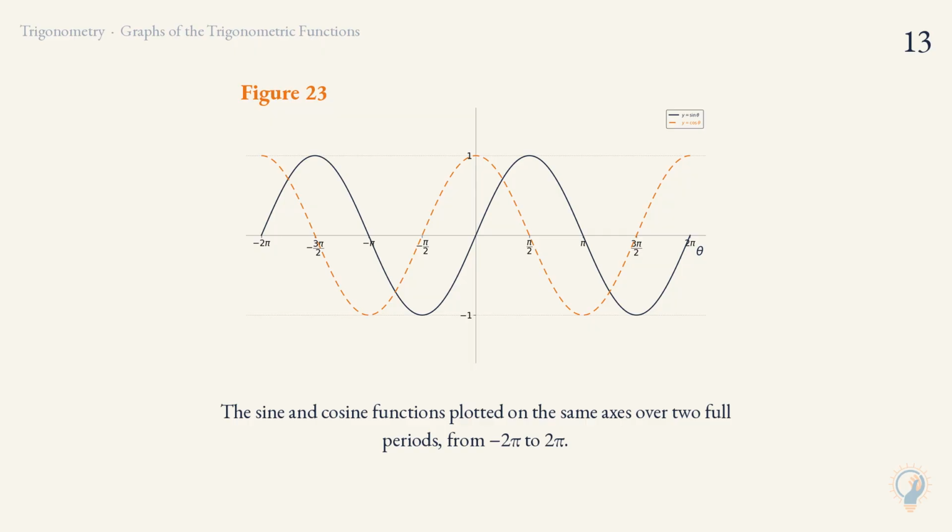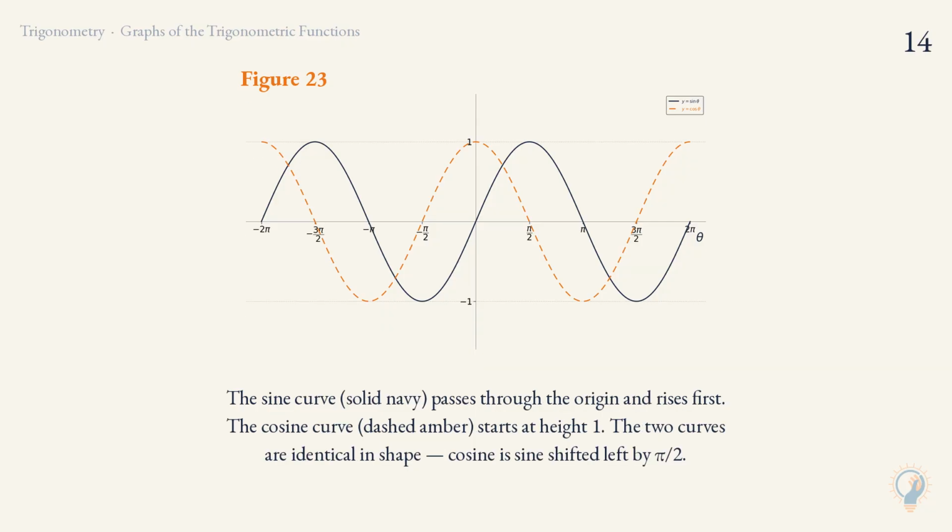Figure 23. The sine and cosine functions plotted on the same axis over two full periods, from negative 2 pi to 2 pi. The sine curve, solid navy, passes through the origin and rises first. The cosine curve, dashed amber, starts at height 1. The two curves are identical in shape. Cosine is sine shifted left by pi over 2.